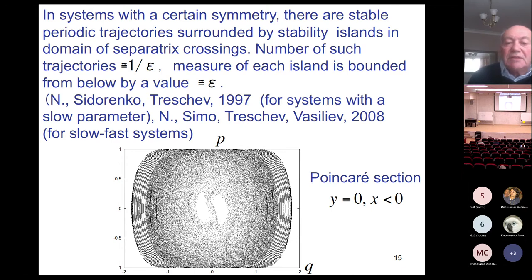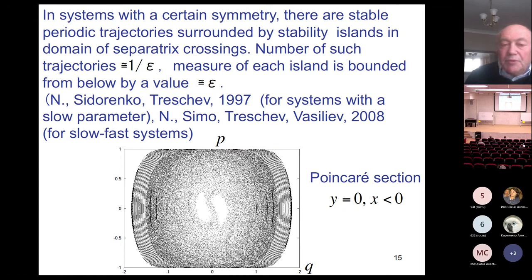And it turns out that these segments are the boundary of stability islands. And this was described, and it turns out that these islands are very small. The measure of each island is of order epsilon, but still it's not zero. It's bounded from below by a value of order epsilon, and there are many such stable islands, of order 1 over epsilon. So if each island is almost not visible, the total measure of these islands is of order 1. It doesn't depend on epsilon, and this is described in the work of Sidorenko, Trishov, Simo, Vasiliev, and myself.